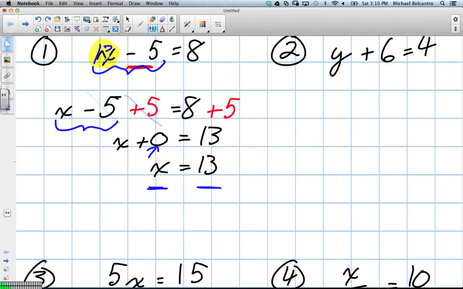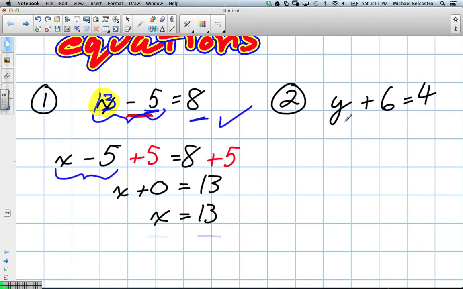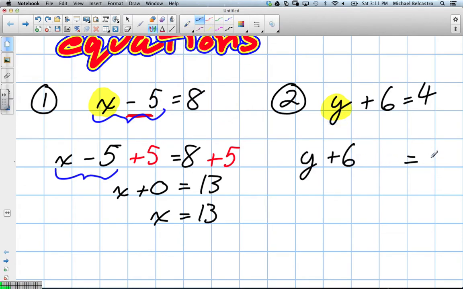And if we plugged in 13 minus 5, is that equal to 8? Yes. So we know that answer is right. Okay, let's go to the next one. This one we're going to be isolating for y. Okay, so again, we need y by itself. So how can we get rid of our +6 on the left side?